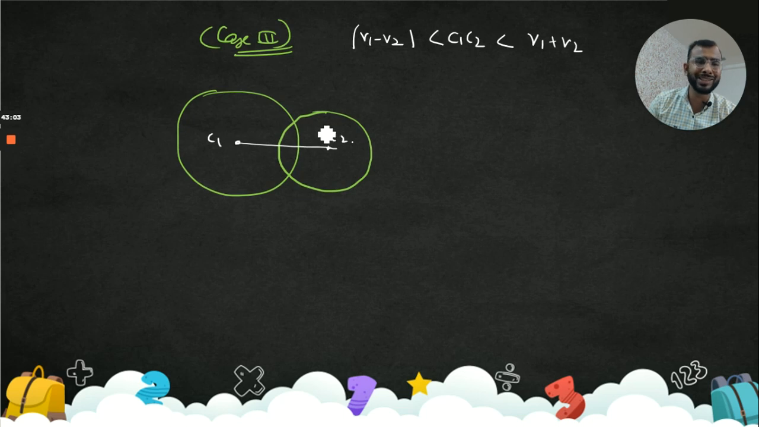Why modulus? Because for R1 and R2 you can take any one, either this one or this one. If you're taking 2 minus 3, it should not be negative. That's the reason we take the positive. Here it will always be positive. That's the reason. So this is a very important condition, remember it.